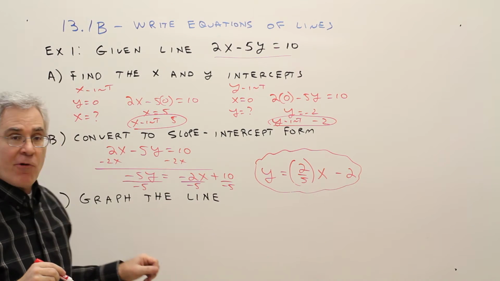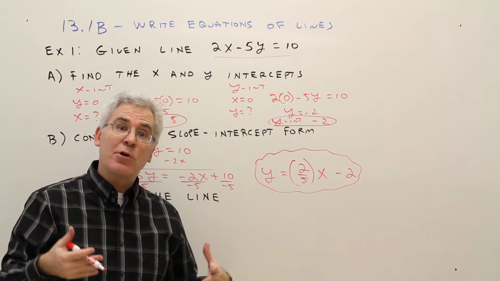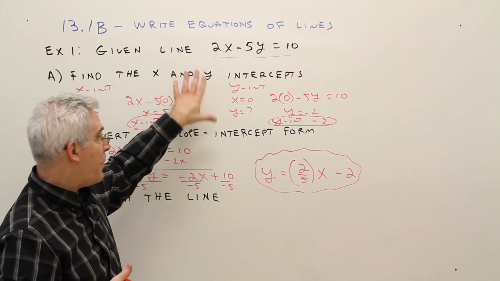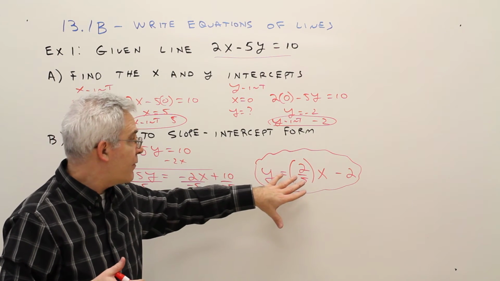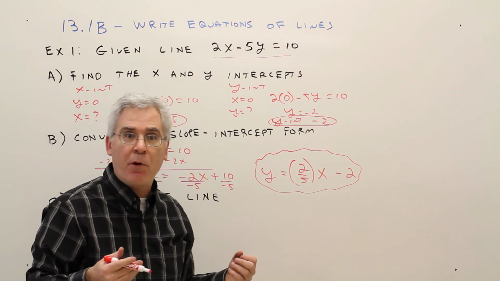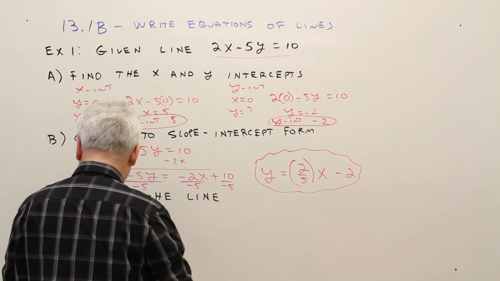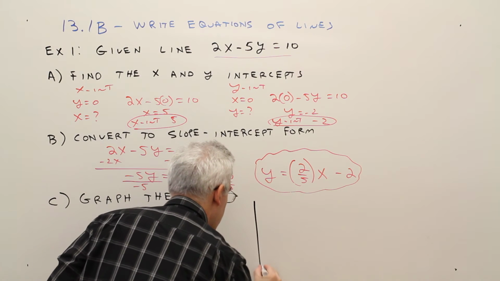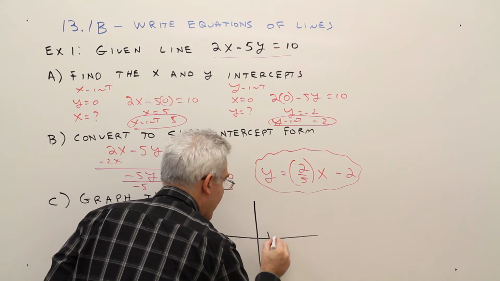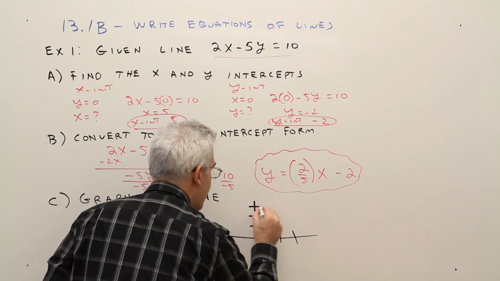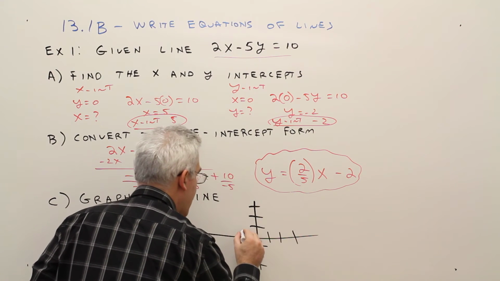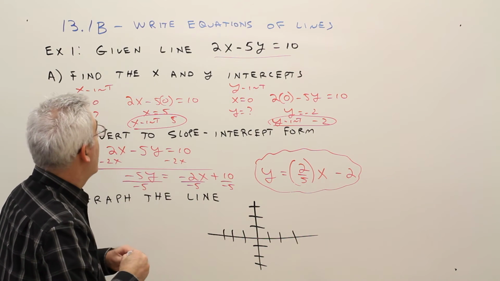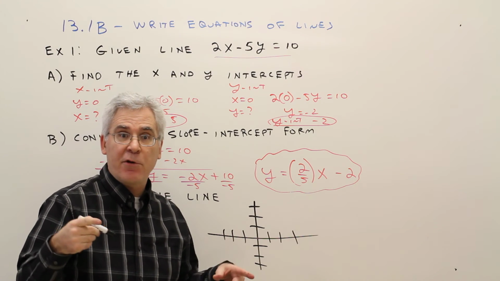All right, now graph the line. Well, I can graph the line in two different ways, by using the intercepts or by using the slope-intercept form. And I'll show you how they're both really the same. So for the line, I'll make an axis. So I'll just go 1, 2, 3, 1, 2, 3, 1, 2, 3, 1, 2, 3. I'll show you how to do it with the intercepts first.